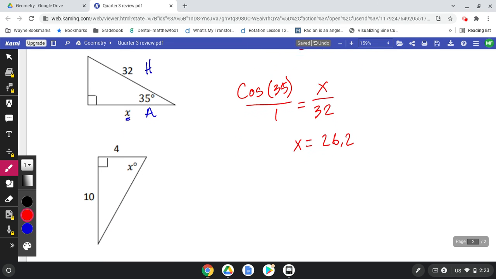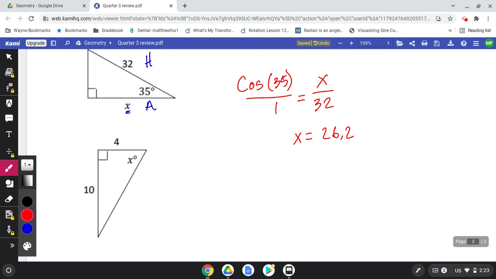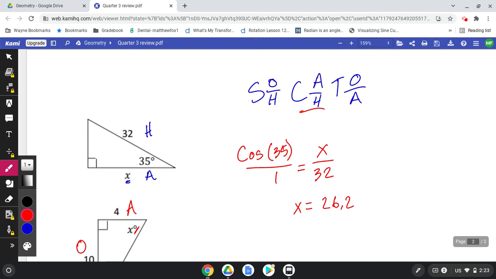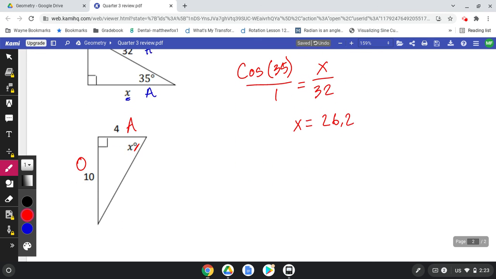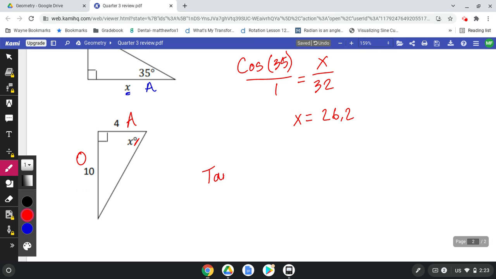All right, the final one then I'm done. So on this one, compared to this x, this is the angle we're solving for. 4 would be adjacent, 10 would be opposite. O and A, we're going to use tangent, TOA. So the tangent of, now this time I don't know what it is, x, equals O over A, 10 over 4. The only way we can do this is to take the inverse. What is the inverse tan of 10 divided by 4? That will tell us what x is.